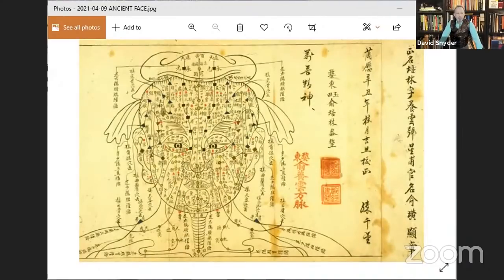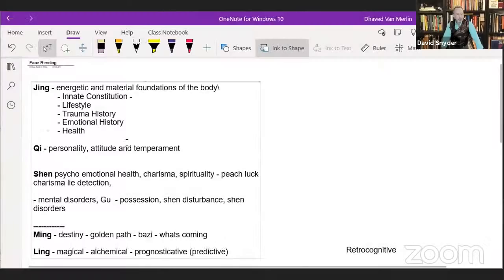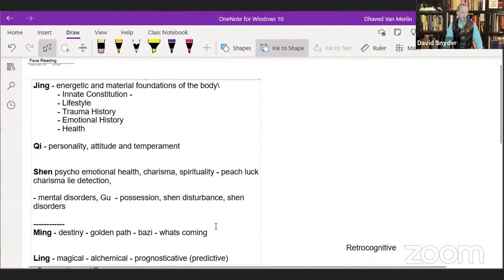Now, one of the differences between what I would consider classical face reading and modern face reading is, let me show you this. This is a chart I just made up for you guys. So classical face reading divides the human being into four or five different substances, for lack of a better word.